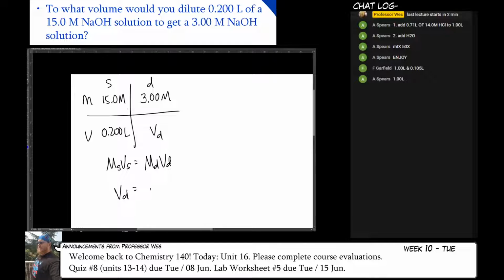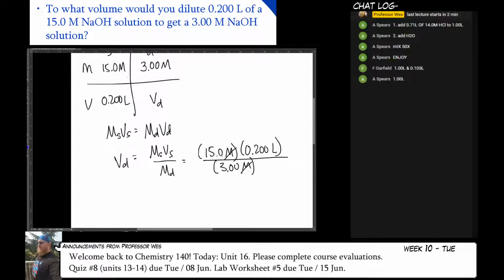And this is trivial to do the algebra for. And so we'll plug in all the numbers. So my stock solution is 15 moles per liter. My volume was 0.2 liters. And my dilute molarity was 3 moles per liter. So I get 15 divided by 3 is 5 times 0.2 is 1 liter. So if the solution's final volume is 1 liter after I've added water to it, it will then be 3 moles per liter concentration.